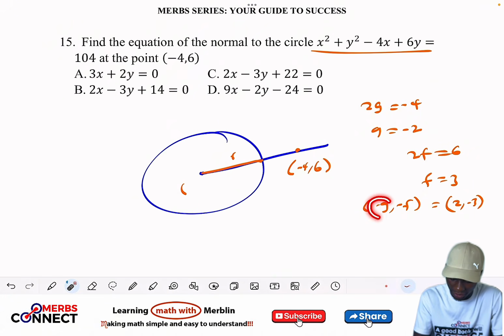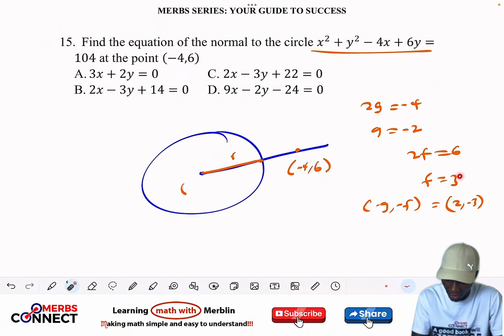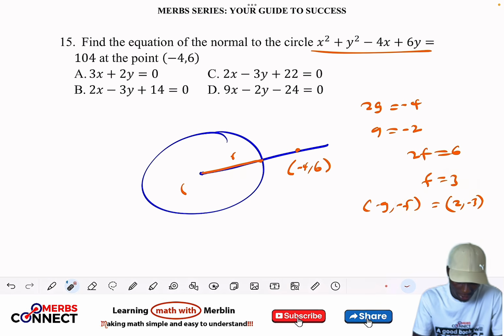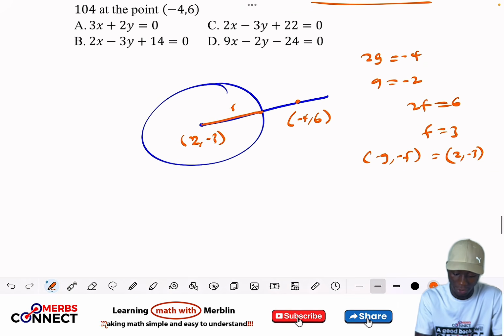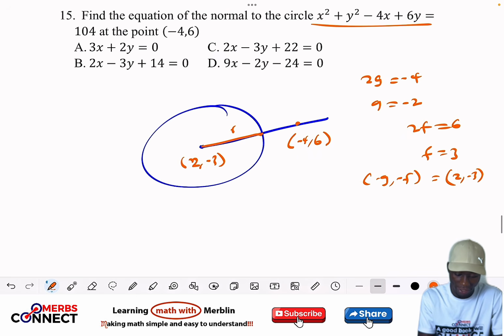So we need to negate: minus becomes positive, and then this is positive, so minus. So the center will be 2 and minus 3, right? 2 and minus 3. So now let's try and find the equation of the normal.